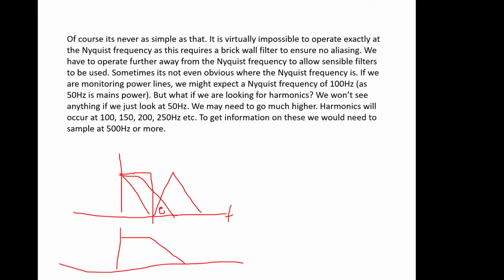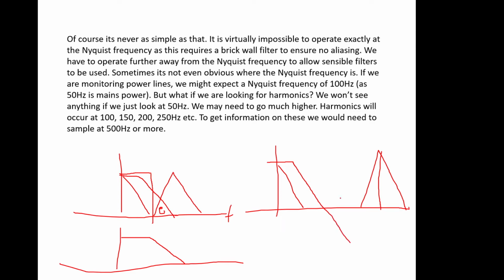So we have to up the order of the filter to do that. If we'd actually spread it out a bit more, so we'd sampled up here somewhere, now you see we can get away with probably a second order filter, because we've got room to play with. We don't need such a sharp filter anymore. Right, so that's part of the problem.